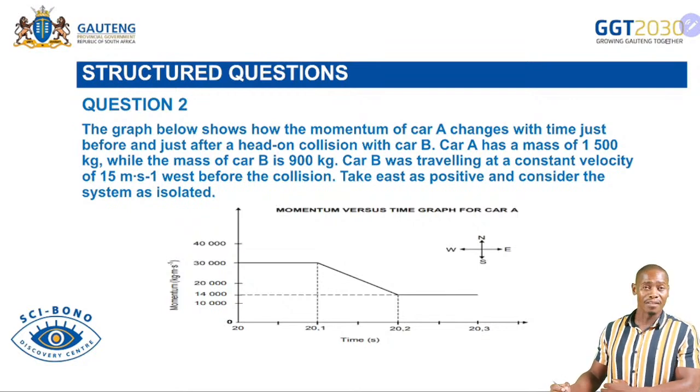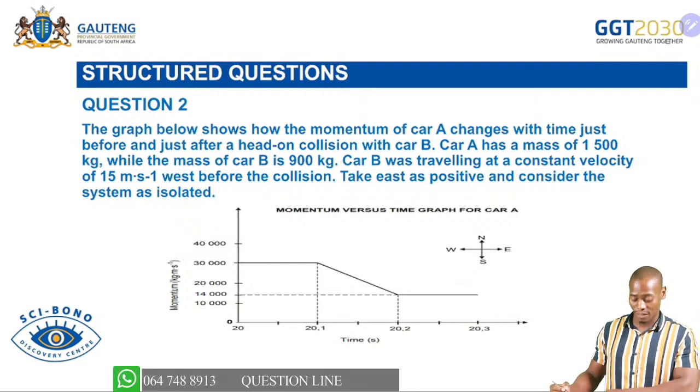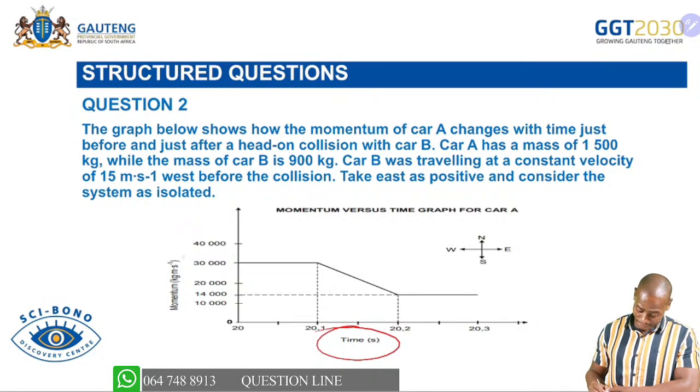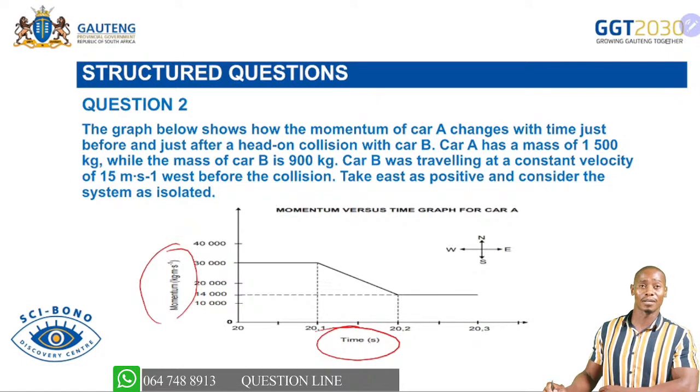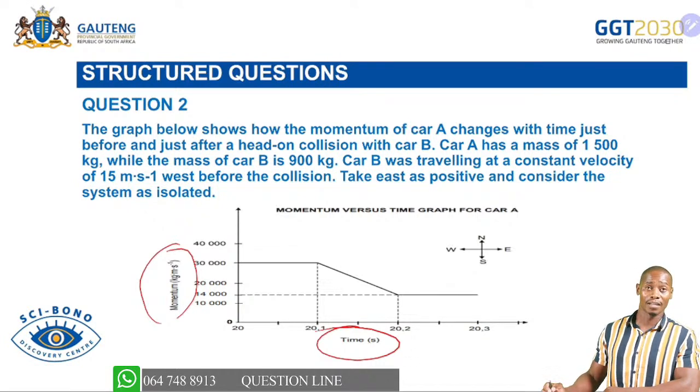All right. So in this case, learners, we are given a graph. We have to take time here. This is the graph of momentum versus time. The independent variable is time, because they can even ask you about that. The dependent variable is momentum, which is measured in kilograms meters per second. So you have the independent variable and the dependent variable. This is the graph of momentum versus time. There's a lot that we can talk about here.